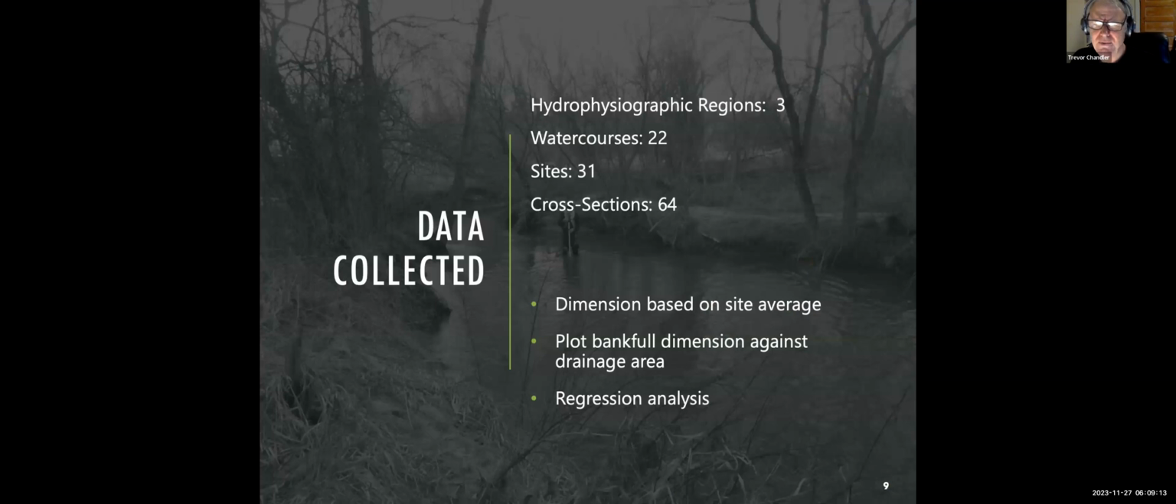So the data we collected: we were in 3 different hydrophysiographic regions based on the geology and precipitation. We got to 22 different watercourses, 31 different sites in these watercourses. So 31 is sort of the magic number. So that's creeks we went to with 31 different drainage areas and a total of 64 cross sections in all of those. And so the dimensions were based on a site average. So we plotted these dimensions against drainage areas and did just a really basic regression analysis using Excel.